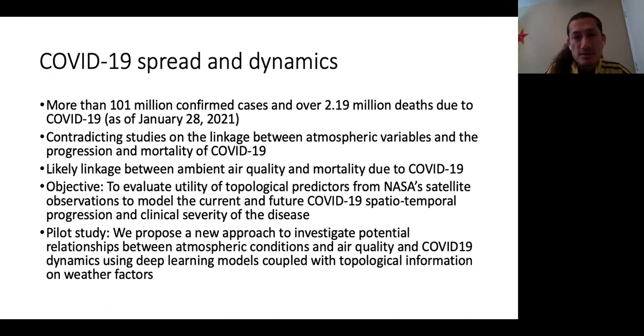SARS-CoV-2, the virus that causes COVID-19, differs from other viruses such as influenza, SARS, and MERS in different ways, for instance in its response to weather conditions, including temperature and humidity and others. Last year numerous contradicting studies appeared on the linkage between atmospheric variables and the progression and mortality of COVID-19. In this research, our objective is to evaluate the utility of modern approaches such as topological predictors on NASA satellite observations to model the current and future COVID-19 spatio-temporal progression. And also, as part of that objective, we would like to focus on the progression of the severity of the disease.